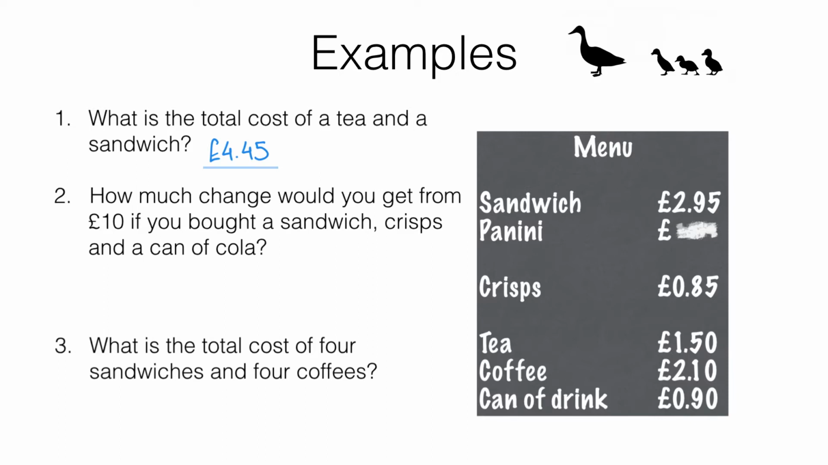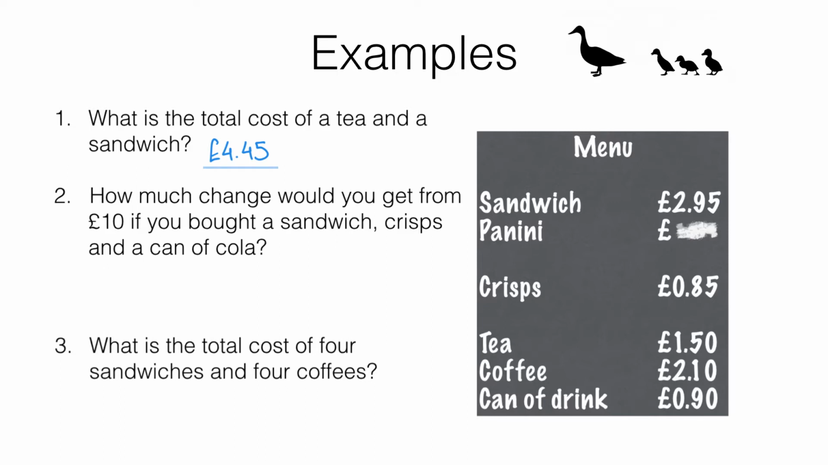Let's move on to question 2. This question asks, how much change would you get from £10 if you bought a sandwich, crisps, and a can of cola? Let's just make sure we understand what change means in this context. Suppose you only have a £10 note, but what you buy doesn't actually add up to £10. It adds up to something less. Well, what you do is you give the shopkeeper £10, and then they will give you back however much money that you need so that you end up paying the correct amount.